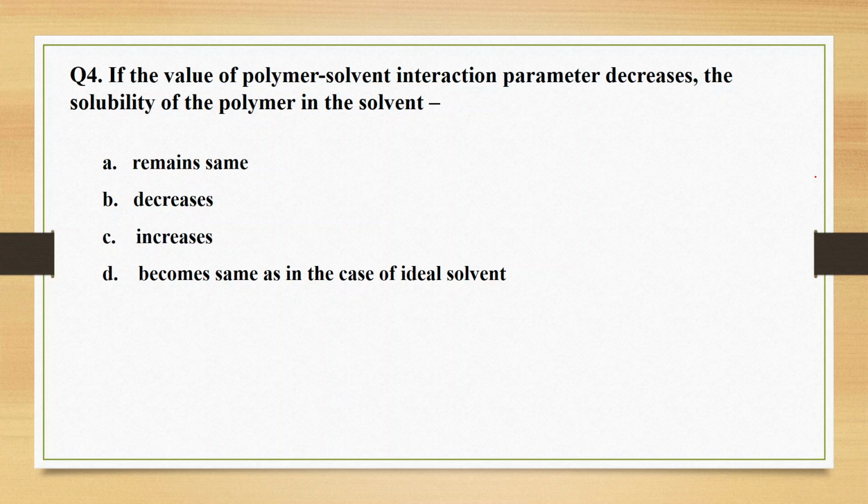It states that if the value of the polymer-solvent interaction parameter decreases, what happens to the solubility of the polymer in the solvent? If the polymer-solvent interaction parameter, that means chi, decreases, what happens to the solubility of the polymer? Write down the answer in the chat box.